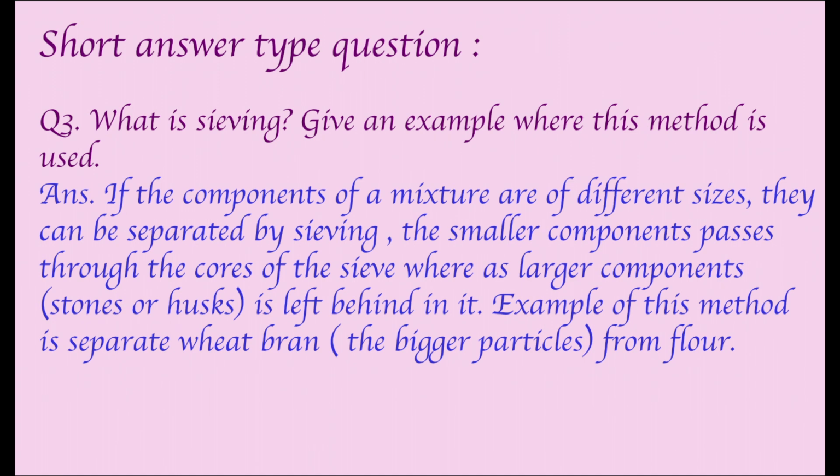The smaller components pass through the coarse of the sieve, whereas the larger components, that is the stone or husk, is left behind in it. Example of this method is separating wheat bran from the flour. Wheat bran is the bigger particles.